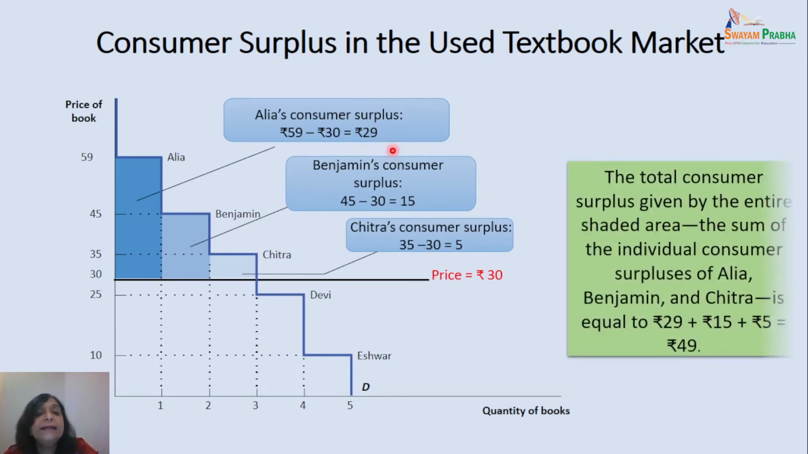When we add these three individual surpluses of Alia, Benjamin and Chitra, that is 29 plus 15 plus 5, we will get the total consumer surplus, which is given by this shaded area. This particular shaded area which I am highlighting with this laser pointer is the total consumer surplus, that is 29 plus 15 plus 5. So the total consumer surplus is rupees 49.